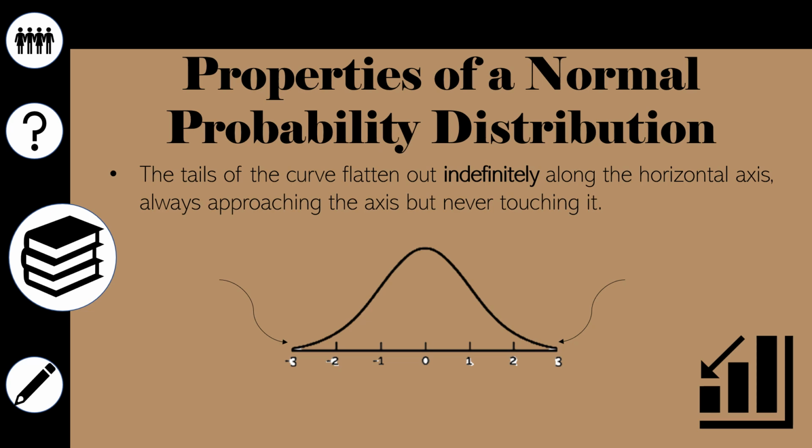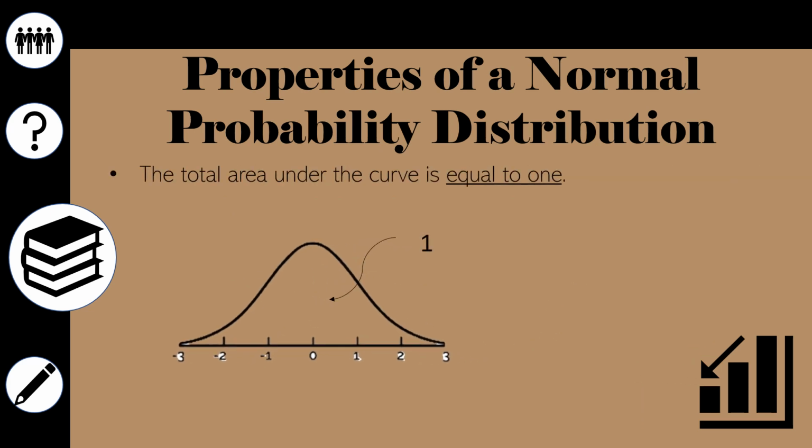And finally, our last one consists of its total area. The area under the curve will always be equal to 1. Meaning, everything that you see here under this curve is equal to 1. That's its area.